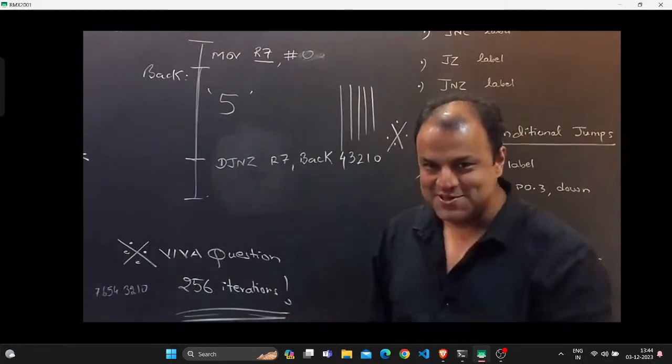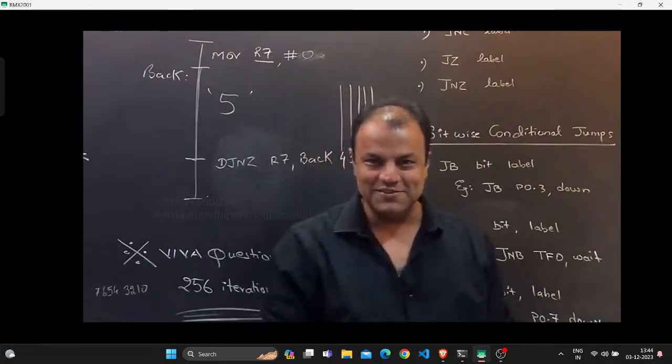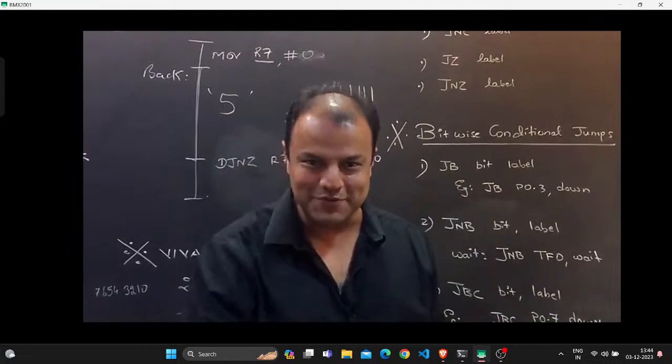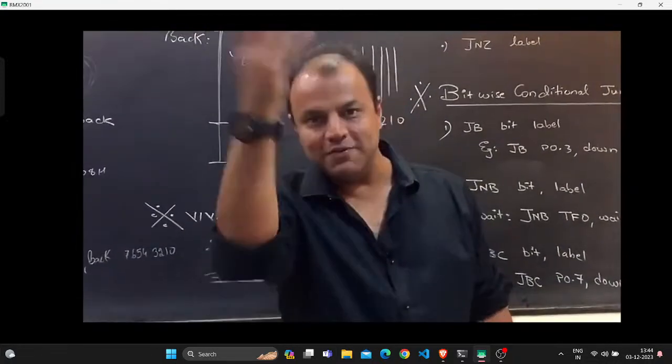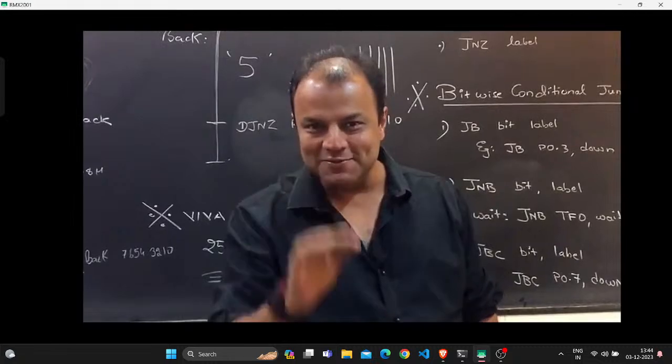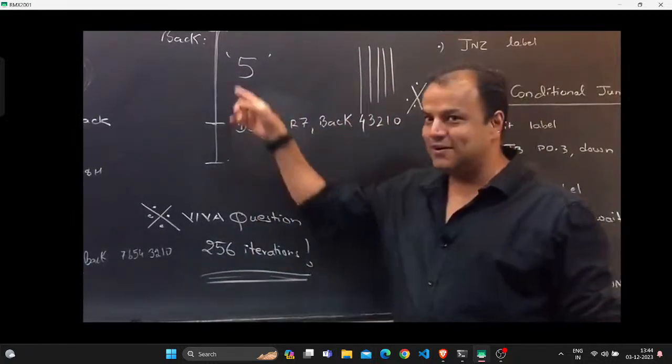It won't check R7 first. It will first decrement R7. R7 was 0. When you decrement 0, it becomes -1. -1 in 2's complement form is FF. I've done this in various videos before. So when you decrement 0, it becomes FF. Like if you increment FF, it goes to 0. So vice versa. Decrement 0 becomes FF. FF is not 0. Not 0 means it will go back.